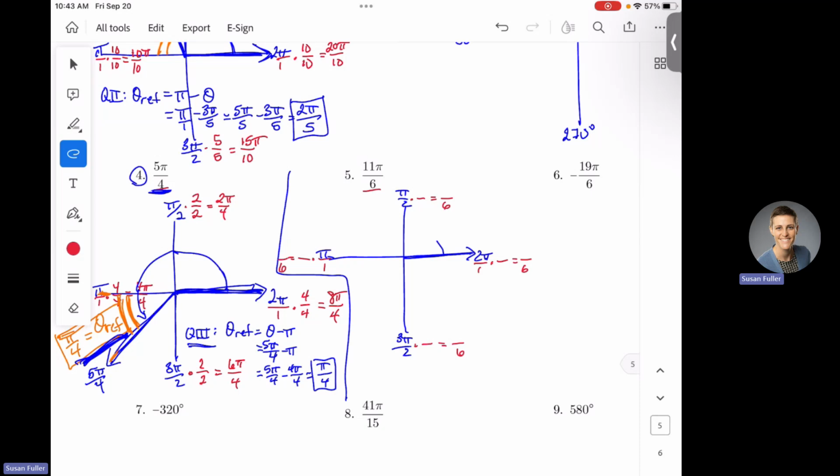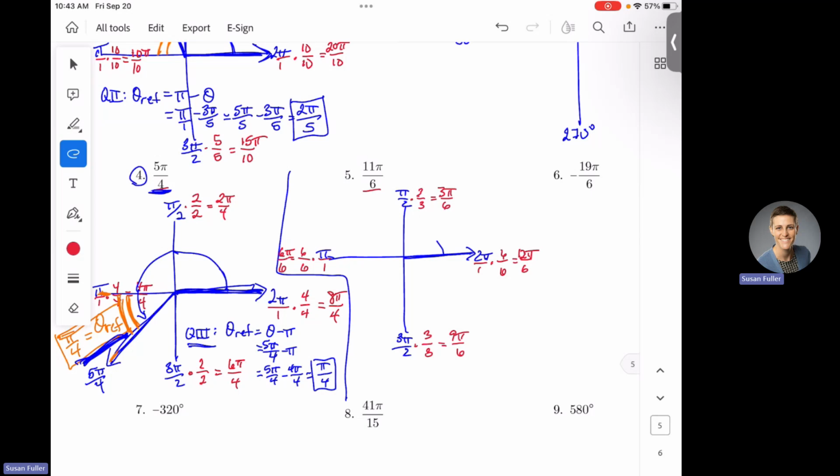And so let's see, I'm going to multiply by 3 over 3 here, and so that's 3 pi. I'm going to multiply by 6 over 6 here, so that's 6 pi. 3 and 3 will give me 9 pi over 6, and I'm going to have to do 6 over 6. That's 12 pi over 6.